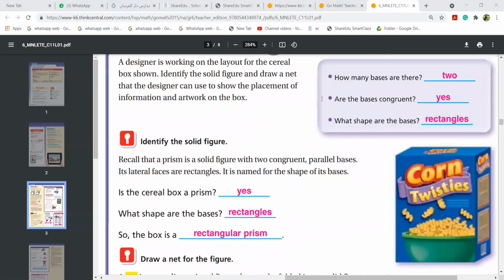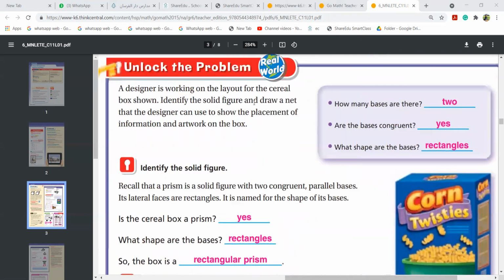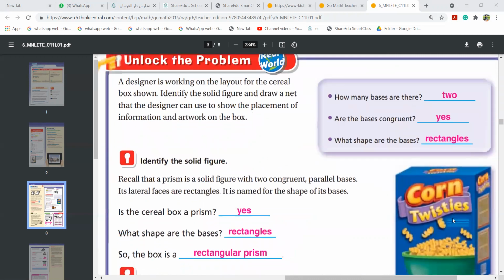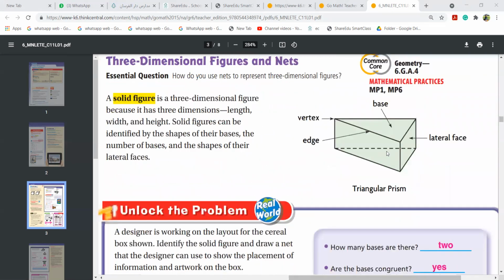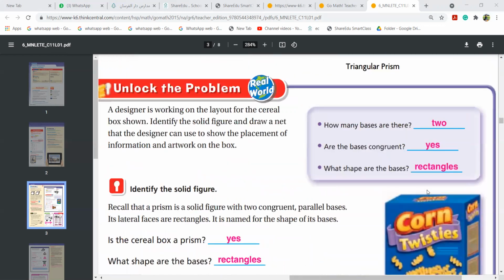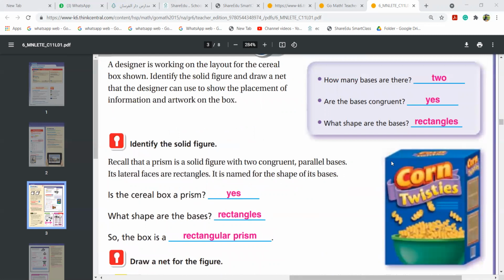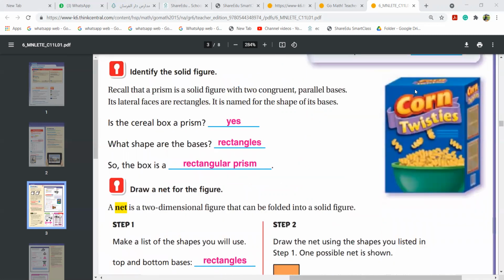Now, first one: a designer is working on the layout for a cereal box. This cereal box is shown to you. You have to identify and read about the box and tell how many bases there are. Bases means this one. So I think there are two bases, one up and one down, right? Even in the box, there are two bases, one here and one at the back, right?